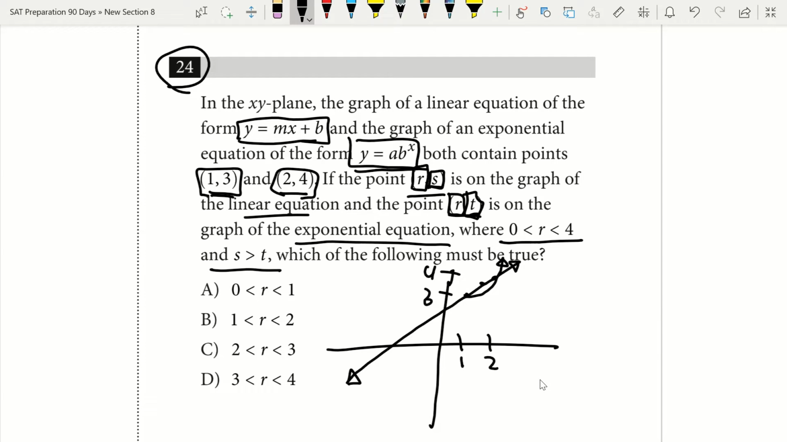Okay, so my answer there has to be B, between 1 and 2. Notice how easy that was when we graphed it out. So in certain situations, if you're given a situation where you have lots and lots of points, right? In this case, look at how many pairs of points we have. See how we have 4?